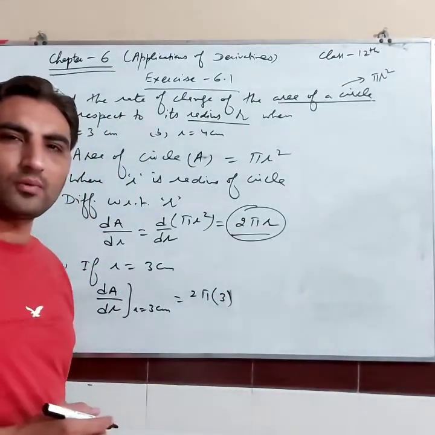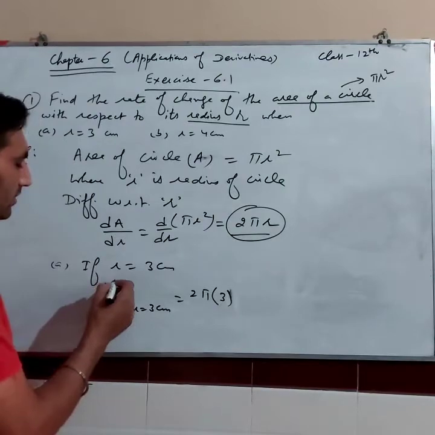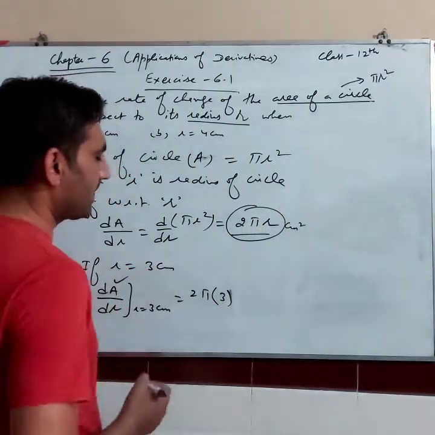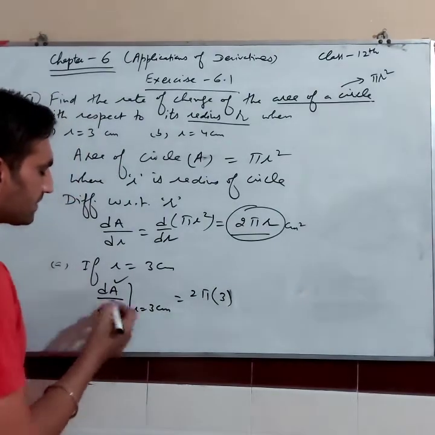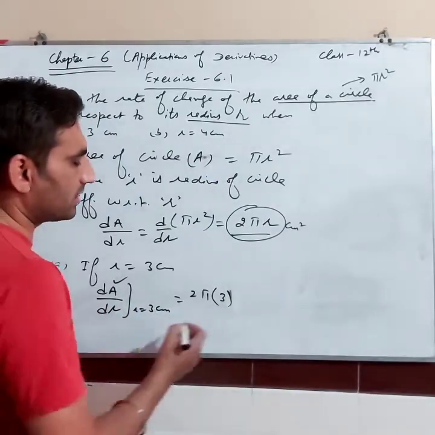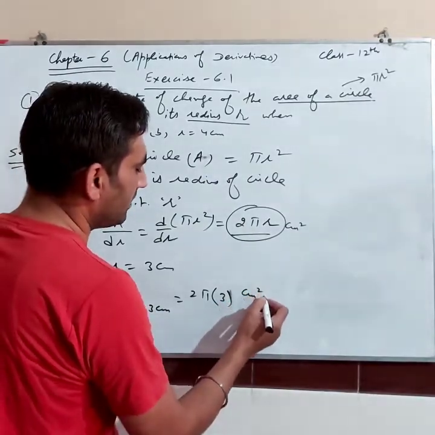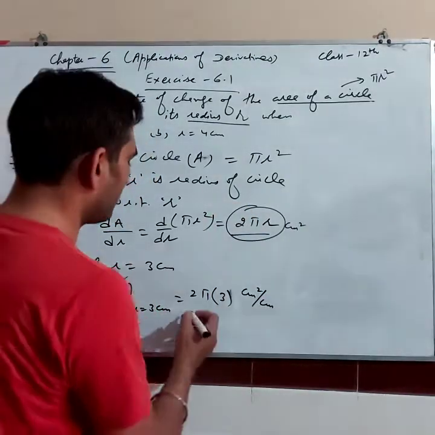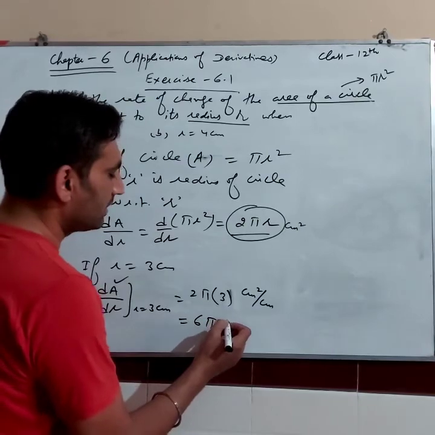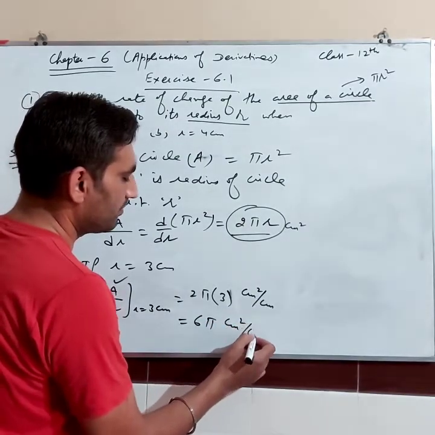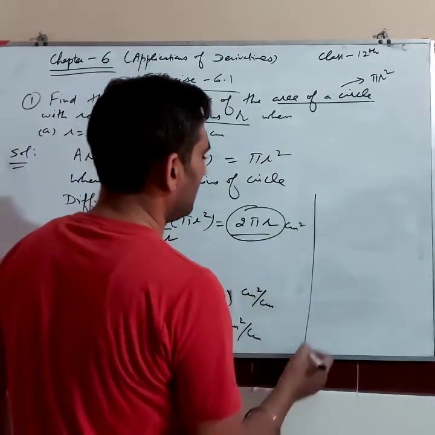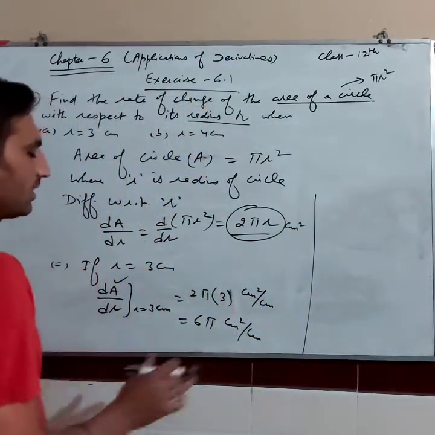What will be unit of this calculation? Units of area, that is centimeter square, and you are differentiating with respect to r. R is in centimeters, so its units will be centimeter square per centimeter. So it will give 6 pi centimeter square per centimeter. Area's rate of change given here.